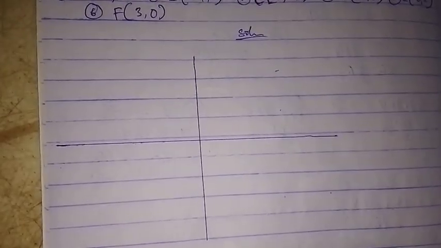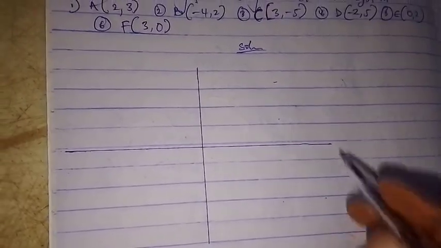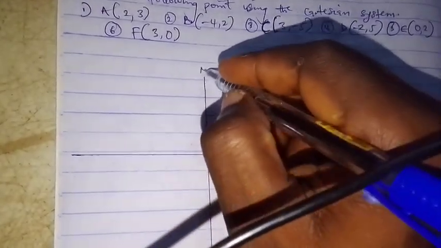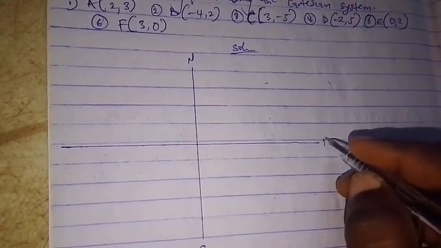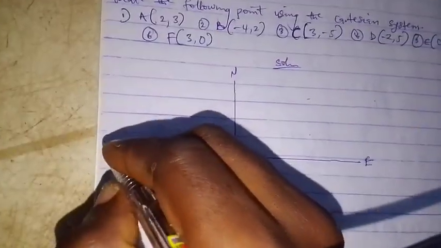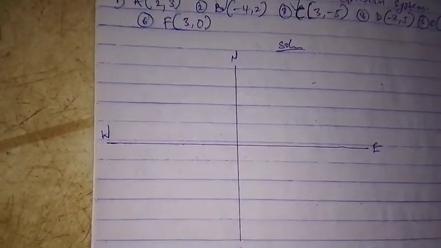Normally, here below we call it the south, and here we call it the north, while here we call it the east, and here is called the west. Do you get it now?